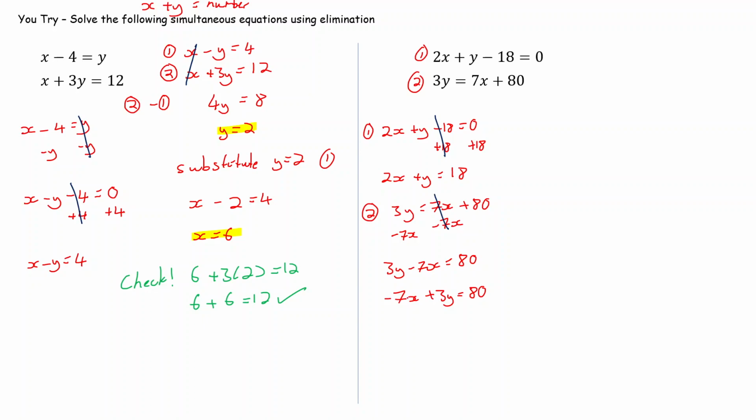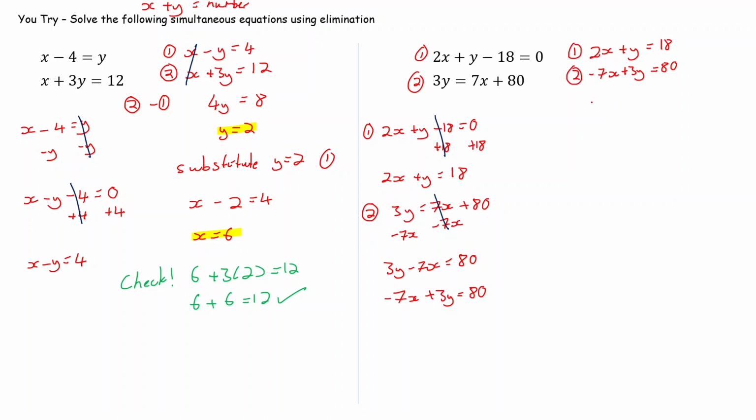And this is now good, because I've got an x part, a y part, equals a number part. So that is really good. Equation 1, I've now rewritten as 2x add y is equal to 18. And equation number 2, I've just rearranged it, I haven't changed it at all, as minus 7x add 3y is equal to 80. But it's still equation 1 and equation 2. I've not changed it, I've just rearranged it.